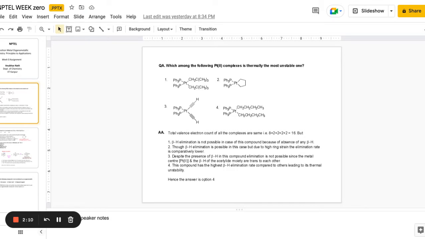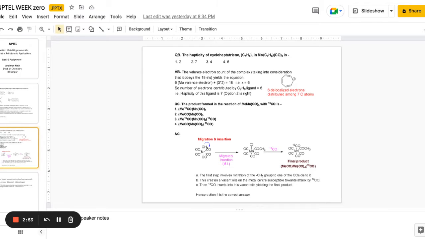In the third case, the acetylide moiety has a beta hydrogen, but the hydrogen is pointing in the anti or trans direction relative to platinum. So beta hydride elimination is not possible, because you know that the beta hydrogen and the metal center should come to the same plane, that is, they should be in a syn position to each other, to initiate beta hydride elimination. In the last case, the linear n-butyl moiety has the highest rate of beta elimination because the hydrogen can come to a syn orientation to the metal atom, and beta hydride elimination is very smooth. That's why compound 4 is the most unstable one.